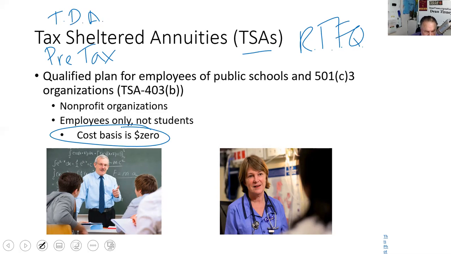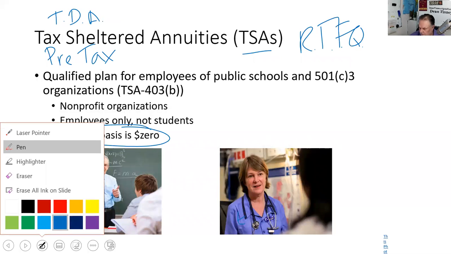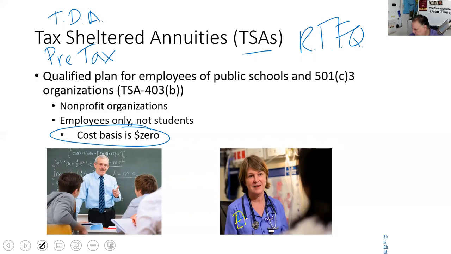Now, the one test question is who can have a TSA? Who can have a tax sheltered annuity? Employees of nonprofits. So we're assuming that she's working, this nurse, at this nonprofit hospital. So the doctor, the nurses, the admin people, not the patients. That would be the 501(c).